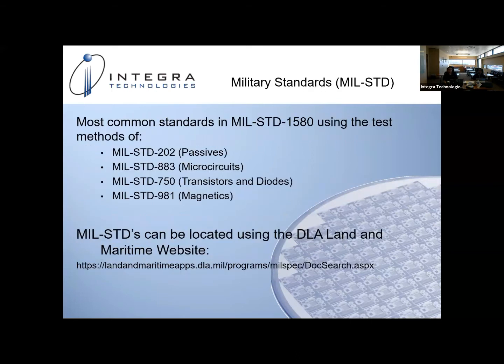Next slide, please. Within MIL standard 1580, several test methods exist for certain types of commodities. You can see MIL standard 202 is usually used for passive type devices. MIL standard 883 will reference criteria for microcircuits. MIL standard 750 will cover transistors and diodes. And MIL standard 981 will cover magnetics such as inductors and transformers.